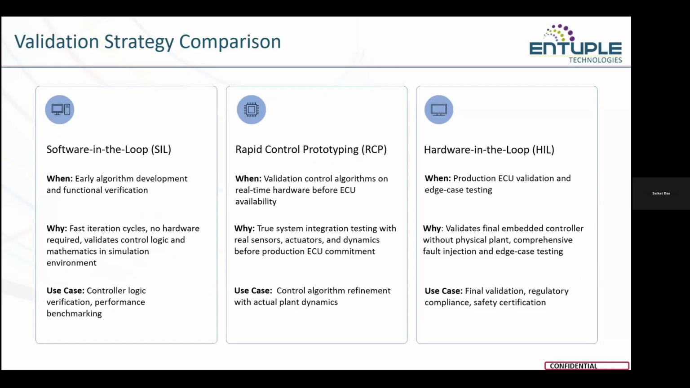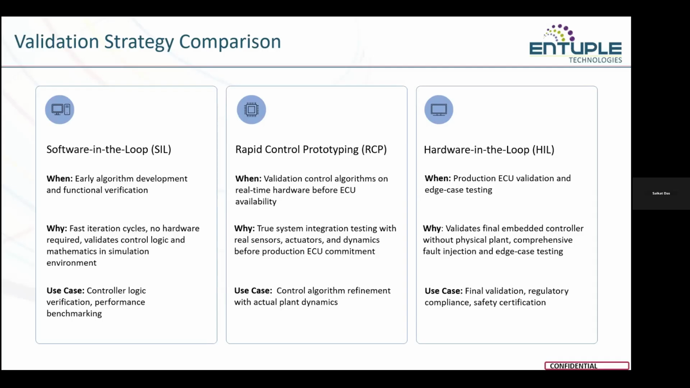I'll start with software in loop. Software in loop is generally used in the early control algorithm development and functional validation stage, where both control logic and plant are software models simulated in a simulation environment. This allows very fast iterations without any hardware dependency, because at the initial stage we have to develop our control logic and simulate iteratively to validate it rapidly. SIL is generally ideal for validating control loops, mathematical equations, and overall algorithm behavior.